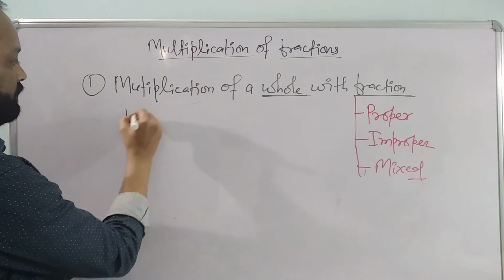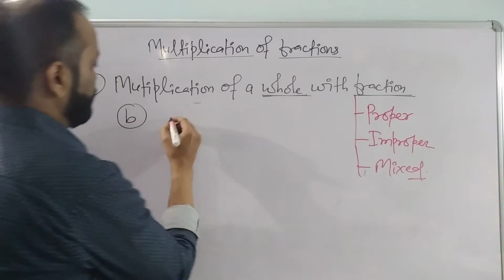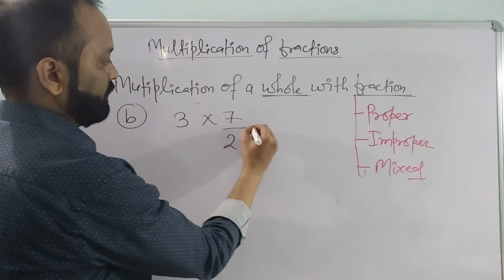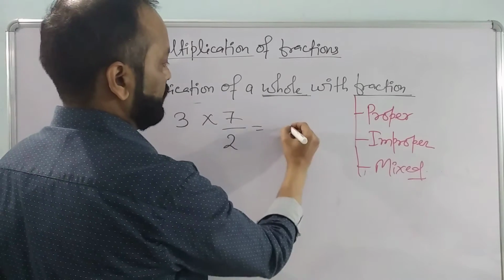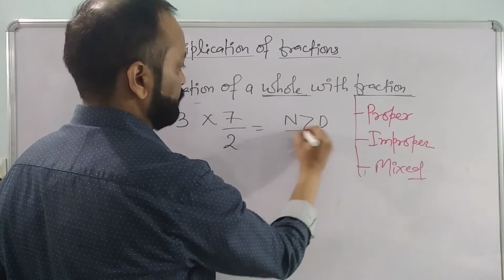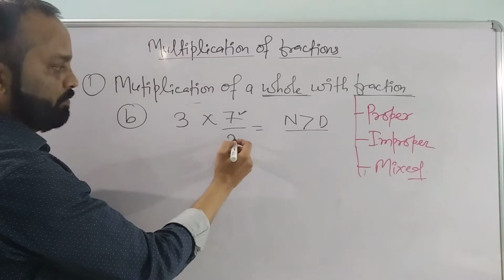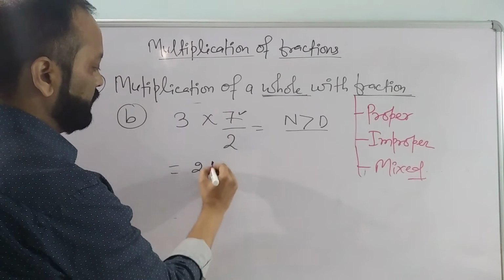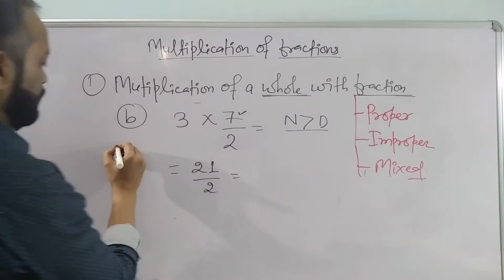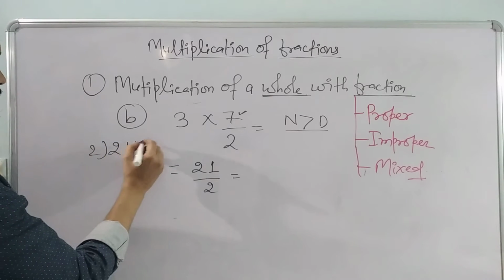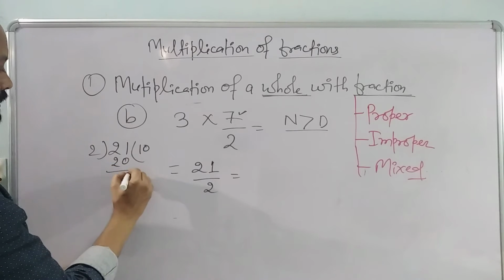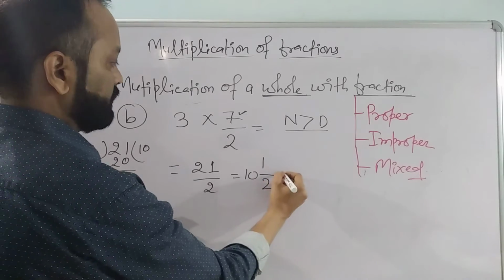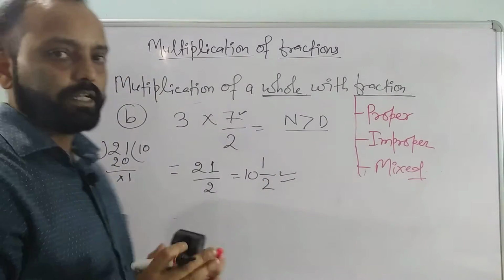Now we will talk about the second case, improper fraction. So now the whole is 3 and this is a fraction where the numerator is greater than the denominator, which means this is an example of an improper fraction. So the same procedure, 3 into 7, 21 upon 2, or by the process of division, can we write it like this? So this will be the answer for the same, correct?